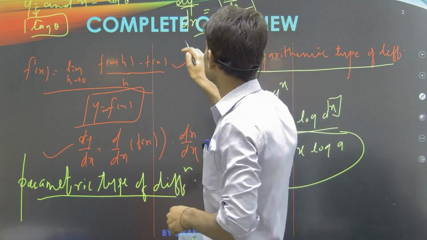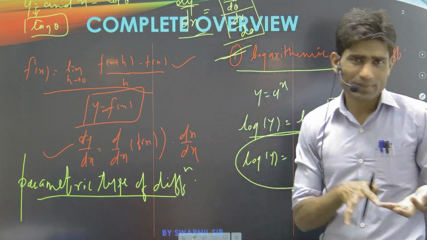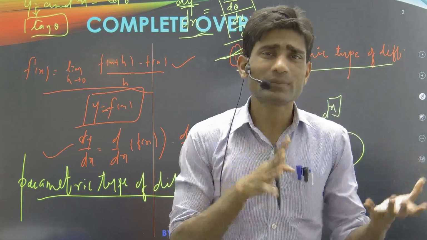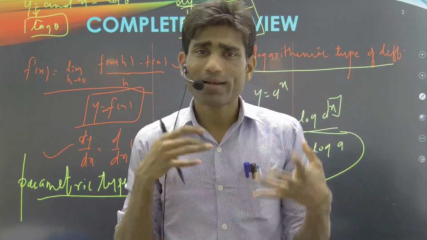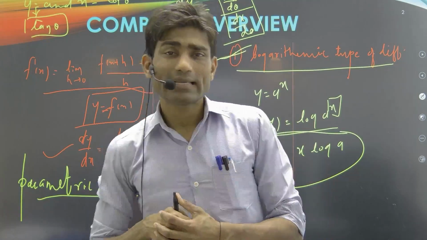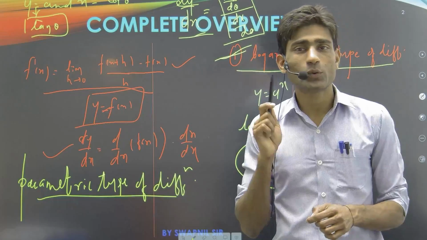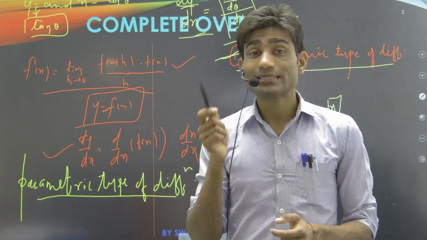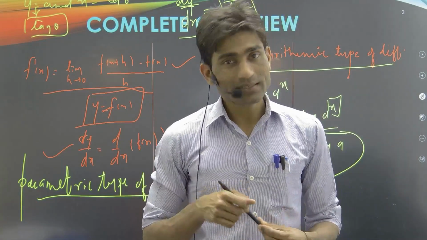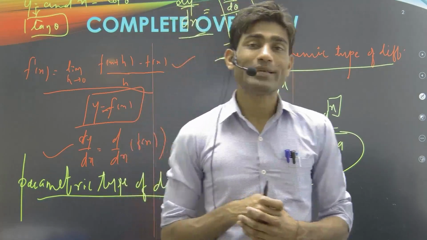So this is the parametric type. Then after that, the implicit type of differentiation, and there are some other topics. We are going to understand these topics when examples come, so we'll understand them with some examples. So without further ado, let's dive into today's lecture with some previous year question papers.